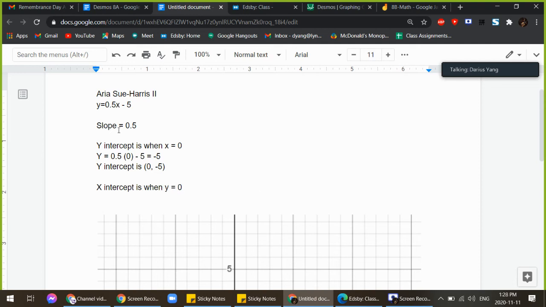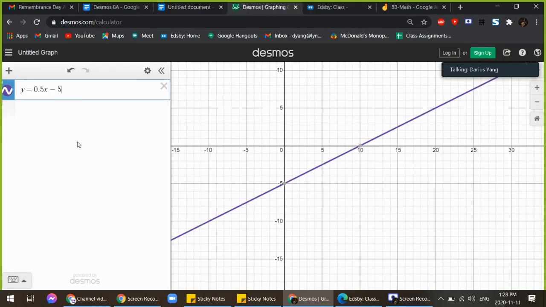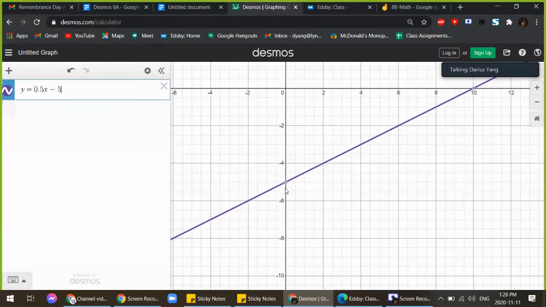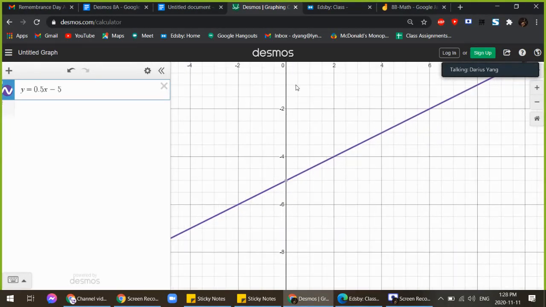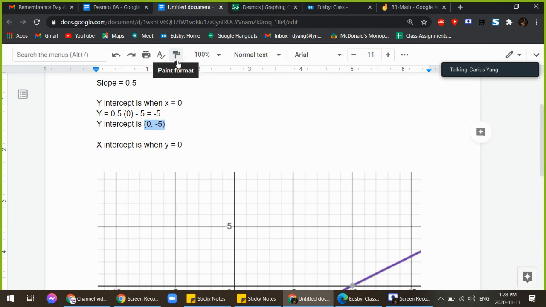Before I do the x-intercept, you know how it passes through 0, negative 5, right? If you go back to Desmos and go to the y-intercept, this is the y-axis, and this is the line. If you click on it, what do you see? 0, negative 5. So it verifies our calculation, guys.